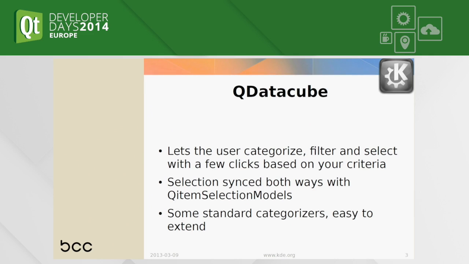And for that, we have QDatacube. It lets the user categorize and filter and select. Very easy. Of course, selection is synced with the QItemSelectionModel, and QDatacube works on top of a QAbstractItemModel, so everything just fits nicely together. QDatacube comes with a set of standard categorizers and filters, and it is easy to extend.